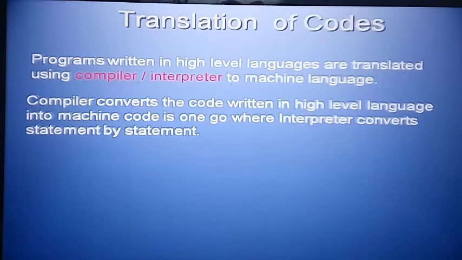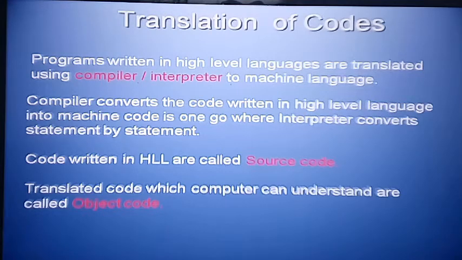So I will see compiler. Compiler converts the code written in high level language into the machine code. It's in one go. Okay, whereas interpreter checks statement by statement. It means we can say like compiler always checks the full program. Okay, compiles the full program, and interpreter checks the program line by line and statement by statement.